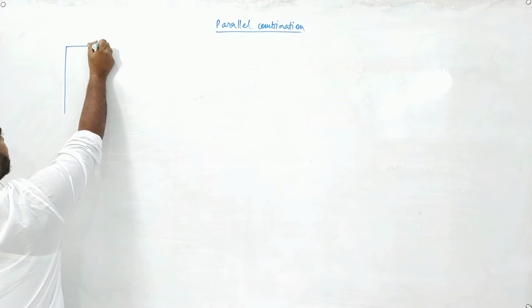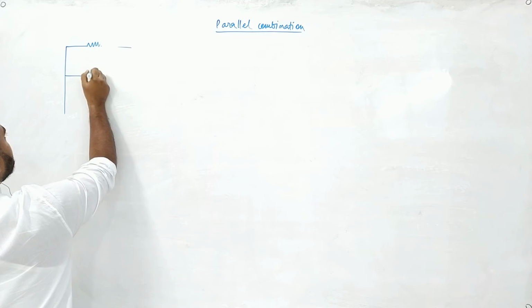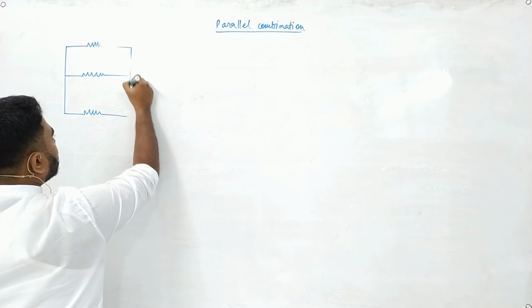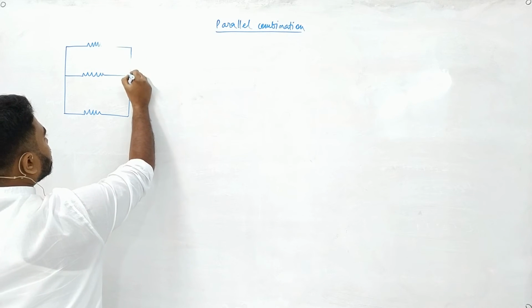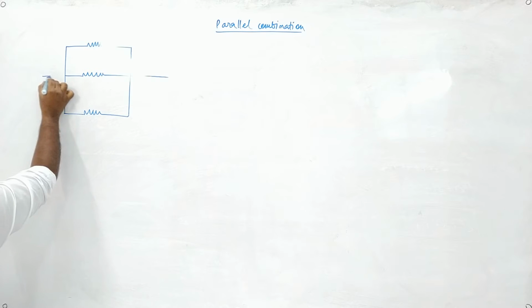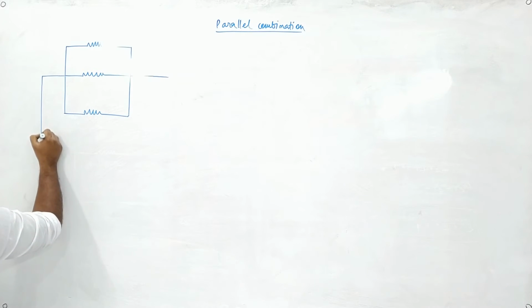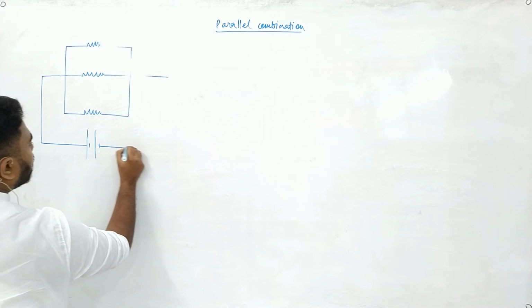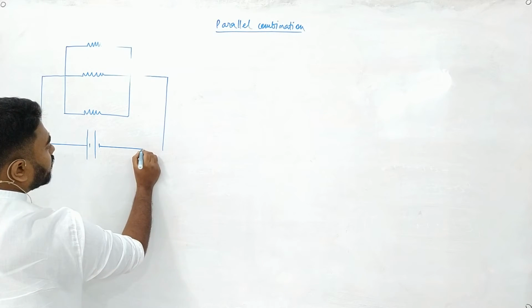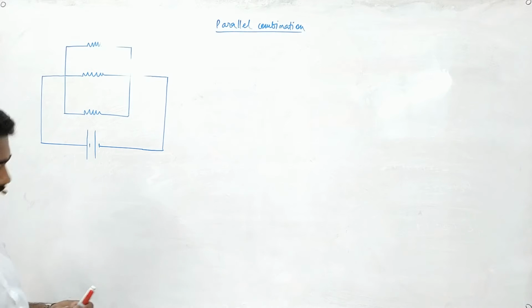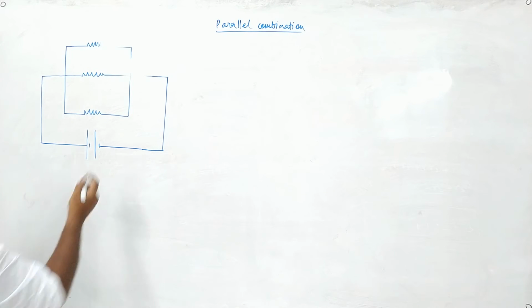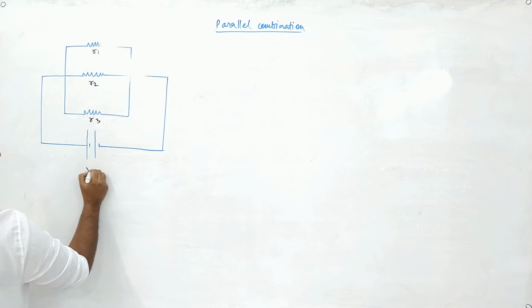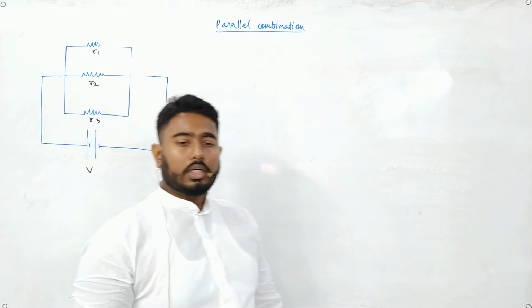This is resistance 1, resistance 2, resistance 3. Okay, three resistances connected in this way, having a battery. Now let this resistance be R1, this one be R2, this one be R3, the battery be supplying a voltage of V.